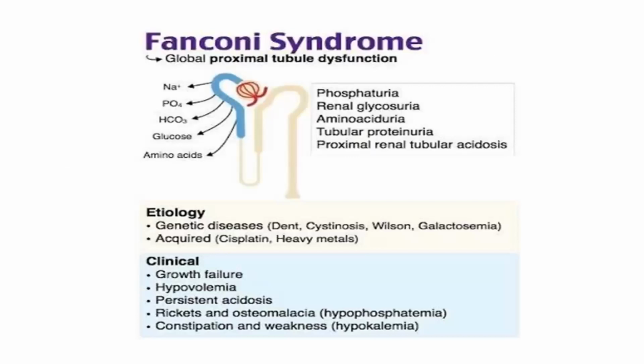Now, this is the diagrammatic representation. Renal proximal tubular dysfunction resulting in phosphaturia, renal glycosuria, aminoaciduria, proteinuria, and proximal renal tubular acidosis.